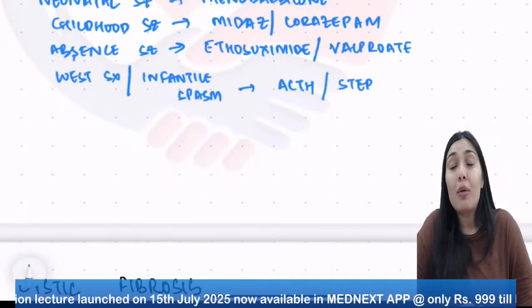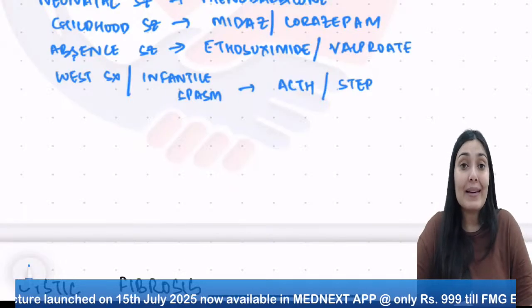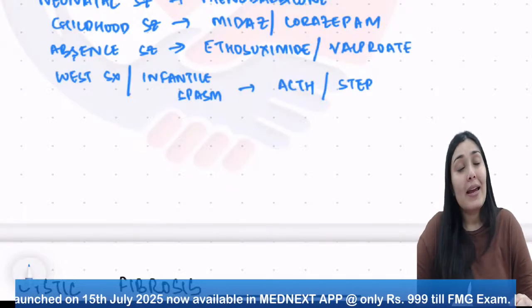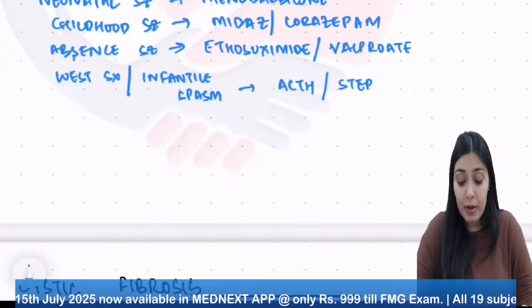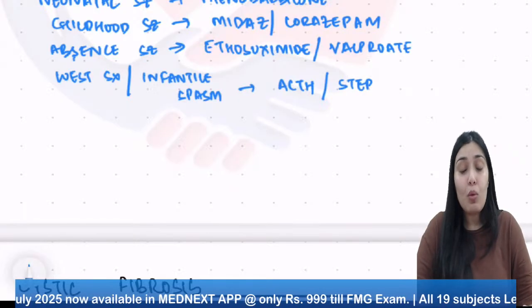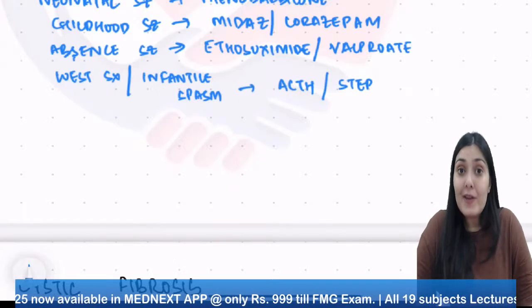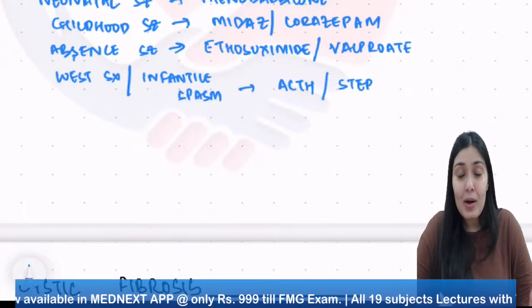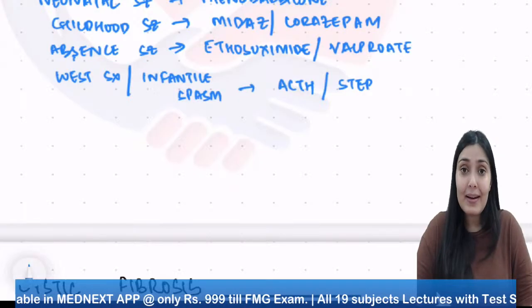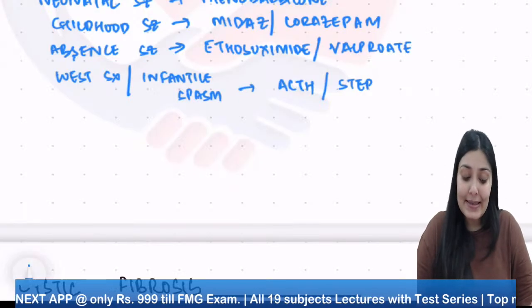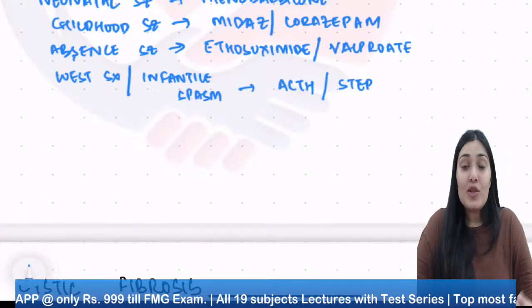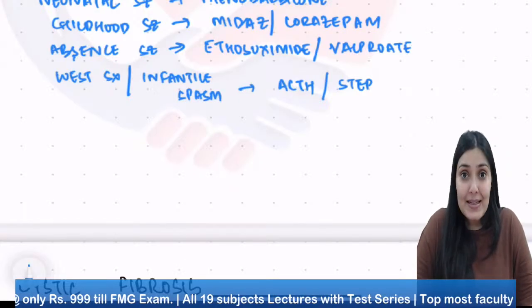Remember, what is the most common cause of diarrhea in children? Is it bacterial or is it viral? It is viral. Viral diarrheas are more common as compared to bacterial. And what is the most common viral diarrhea? It is the rotaviral diarrhea. What is the most common bacterial diarrhea? The one caused by enterotoxigenic E. coli, ETEC.